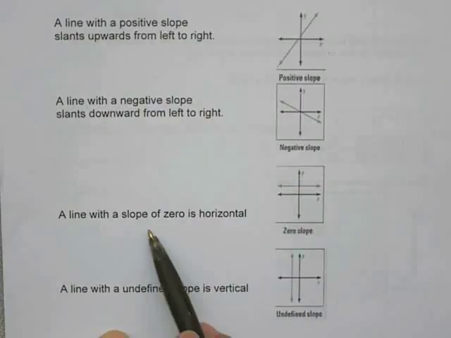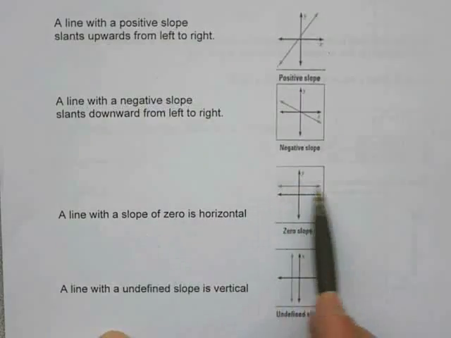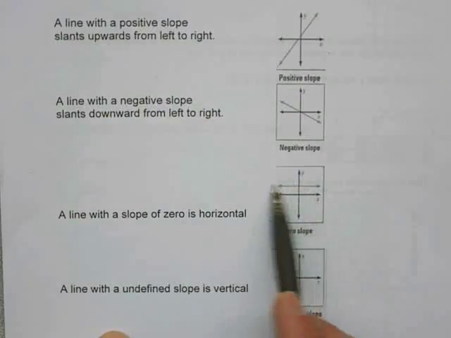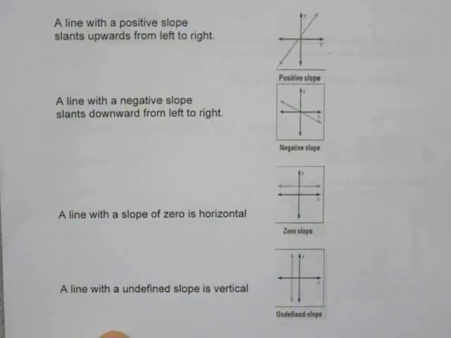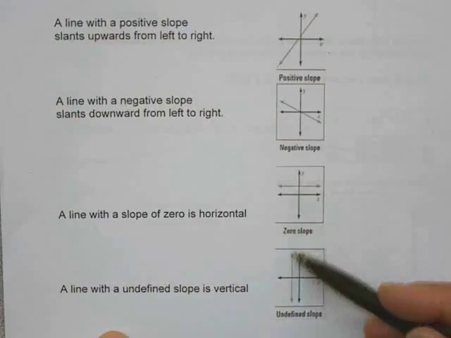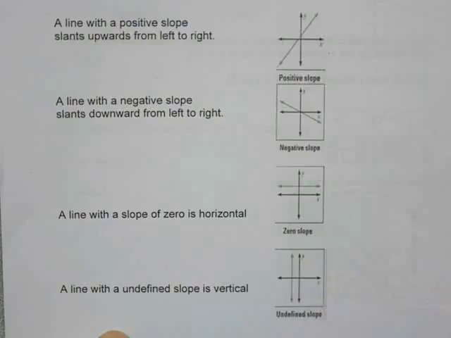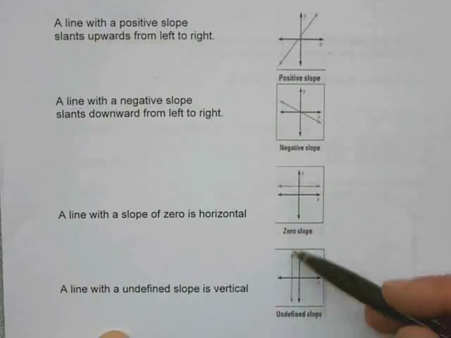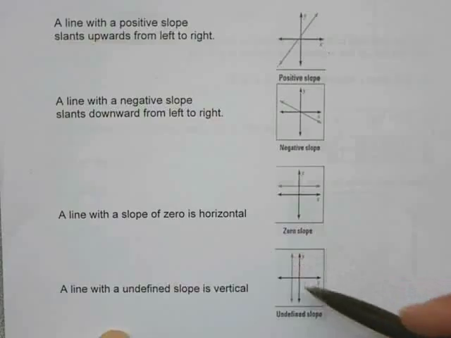A line with a slope of 0 is always horizontal. So if you've got a horizontal line, the slope is 0. And lastly, a vertical line, its slope is what is known as undefined. Let me say that again. If you have a line that is vertical, like this one, the slope of that line would be undefined.